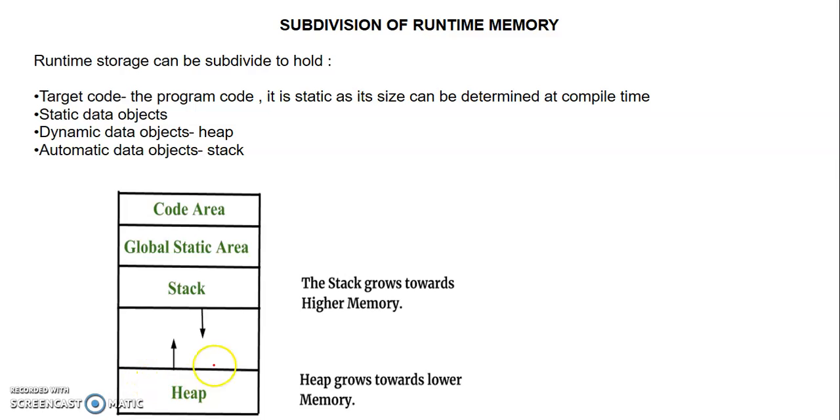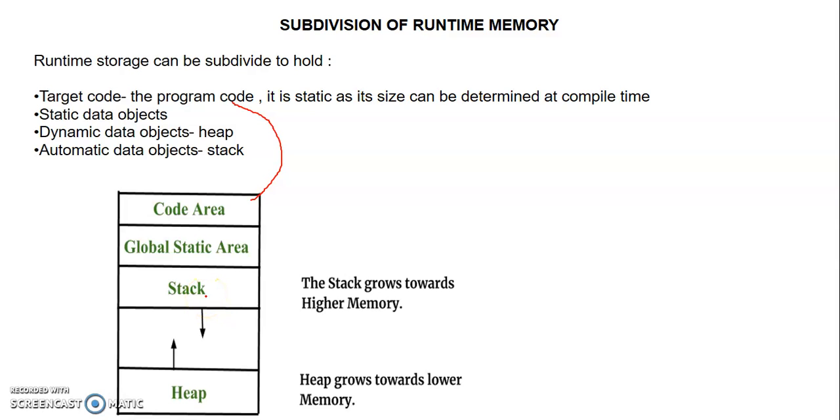And what do these logical sections contain? Whatever the program code is, you can say it is static, as its size can be determined at compile time. So this program code is stored in the code area. The static objects are allocated memory in the static area. The local variables, formal and actual parameters, and so on, get memory from the stack area.